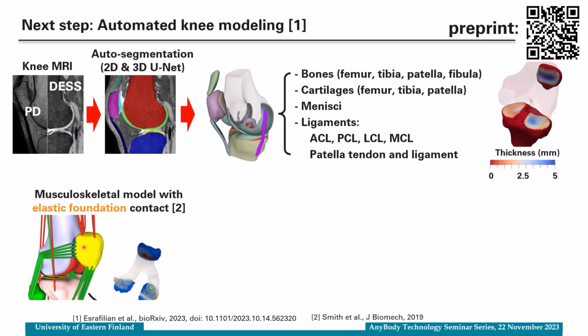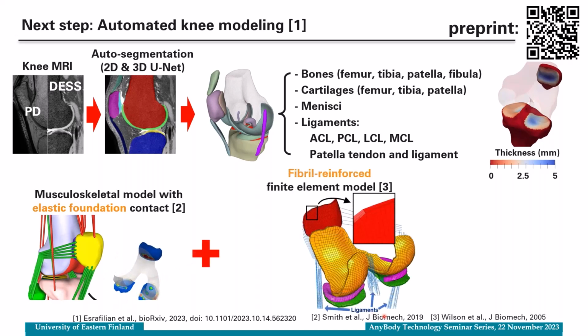The model is also capable of including the menisci, and here we have an elastic foundation contact, which is equivalent to the discrete element method for those of you who use that method. It enables us to rapidly estimate the contact pressure compared to finite element models that take several hours. So here the model takes about 5 to 10 minutes to run.